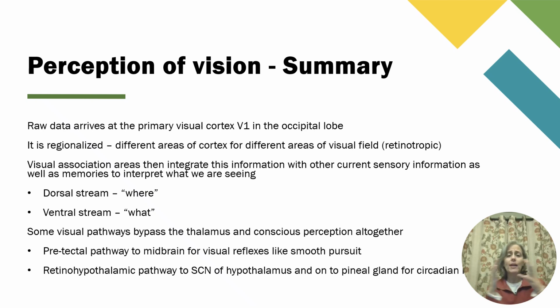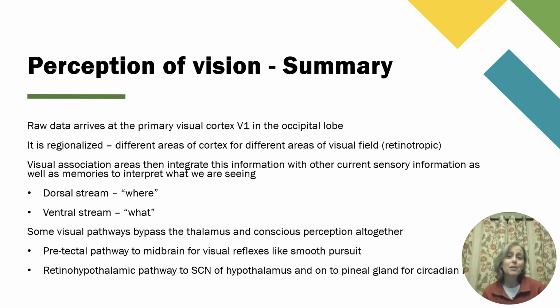But then we have these visual association areas, so V2 through V6, and other parts of the brain that are going to integrate this incoming information with other information that's coming in at the same time, as well as memories, things we've seen before, so that we can interpret and make sense out of what we're seeing. So remember that dorsal stream is kind of the where, and is it moving or is it still? And the ventral stream is more the what, comparing it to past memories.